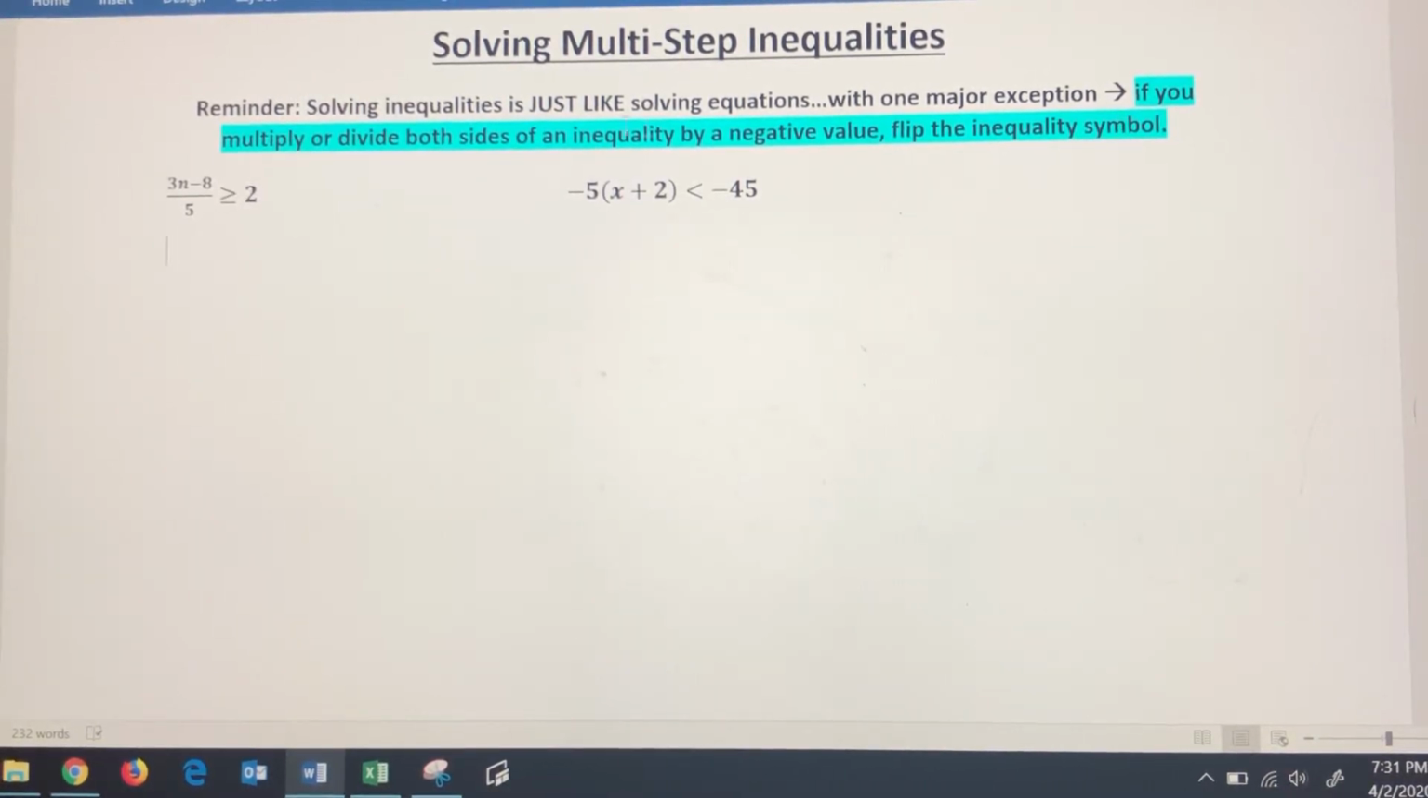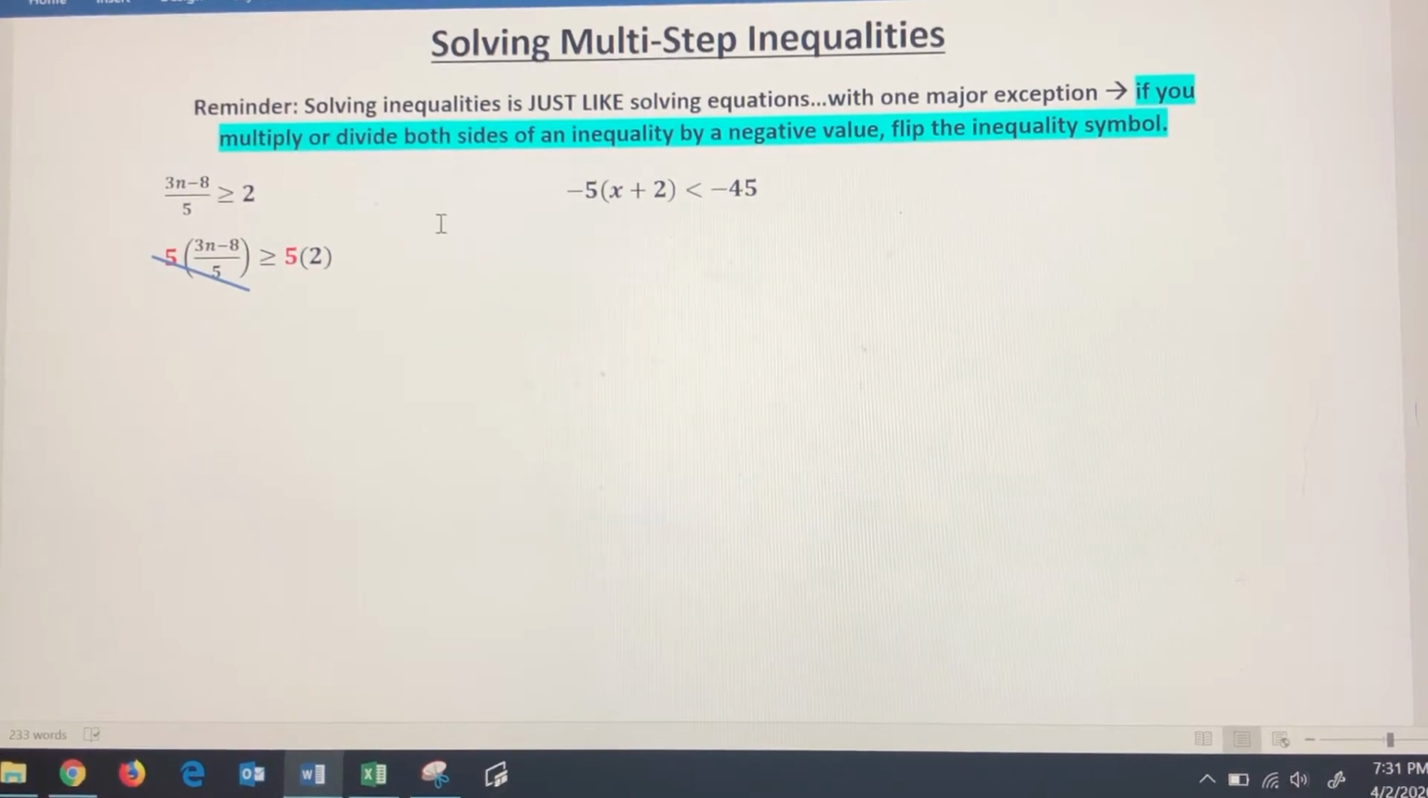Okay? All right. First one, we've got (3n minus 8) divided by 5 is greater than or equal to 2. We're going to start off, we got to multiply by 5 to get it away from this difference in the numerator here, 3n minus 8. So we're going to multiply both sides by 5. The reason we do that, those 5s on the left side are going to cancel out. What it leaves us with on the left side is 3n minus 8. On the right side, it leaves us with 5 times 2, which is going to be 10. We multiplied by a positive, so the inequality symbol remains the same. 3n minus 8 is greater than or equal to 10.